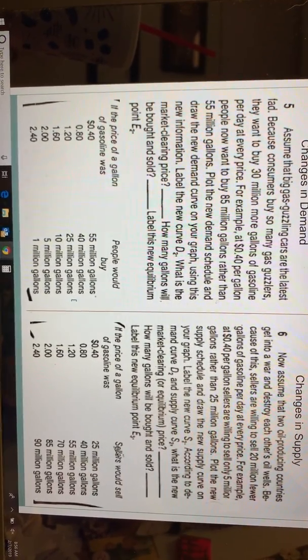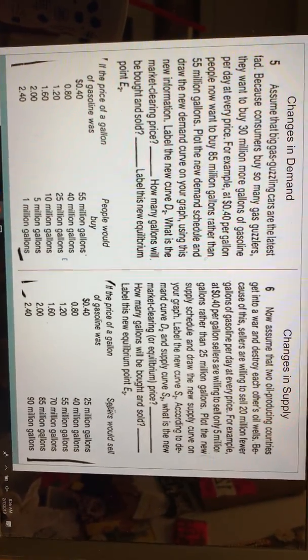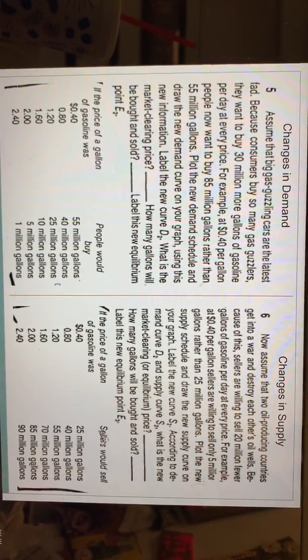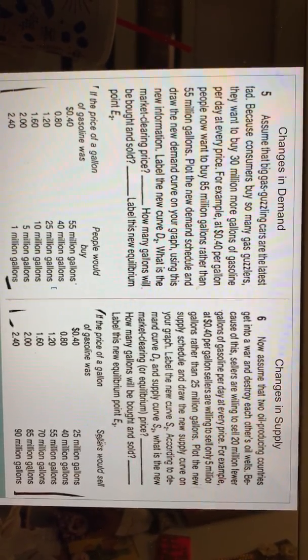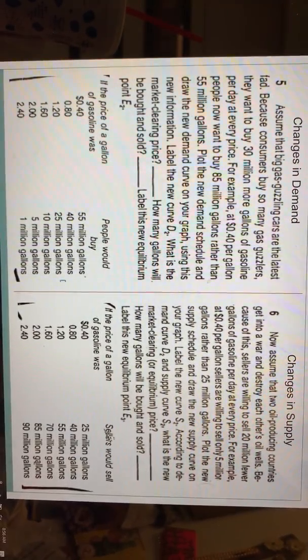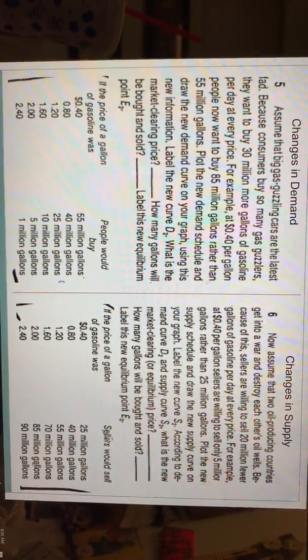Okay? And then you're going to be doing the same thing in supply. So assume that 2 oil-producing countries get into a war and destroy each other's oil wells. Because of this, sellers are willing to sell 20 million fewer gallons of gas per day. For example, at 40 cents per gallon, sellers are willing to sell only 5 million gallons rather than 25.